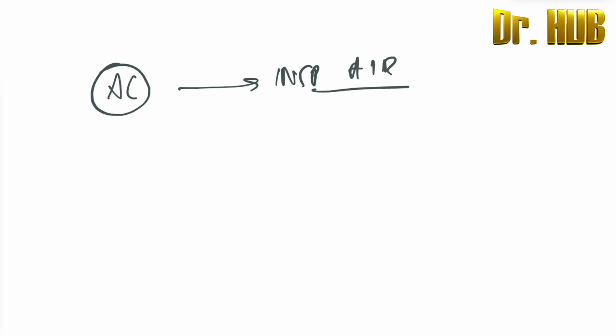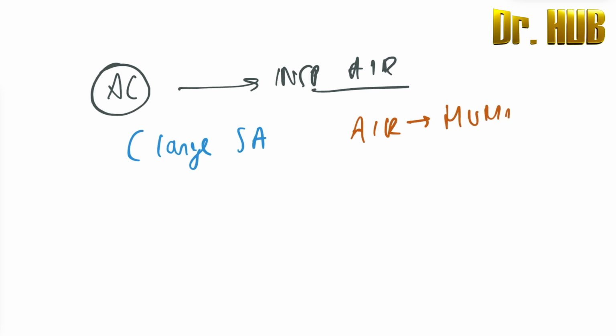So air conditioning of the inspired air. This is by providing a large surface area. So there will be a large SA. SA stands for the surface area, and over which the air is humidified and warmed. So here the air, if you see, it will be humidified, as well as it is warmed.